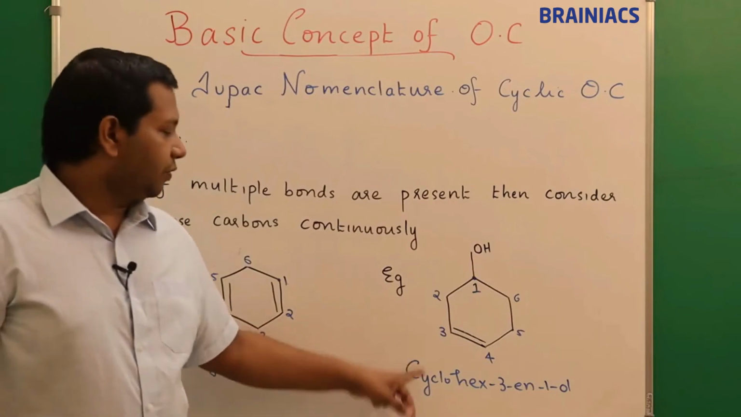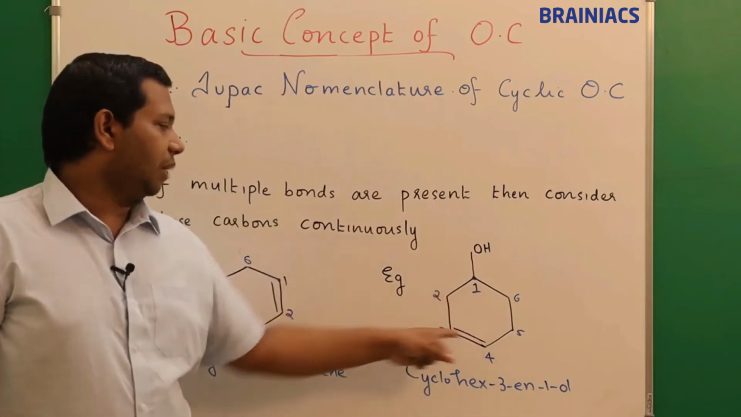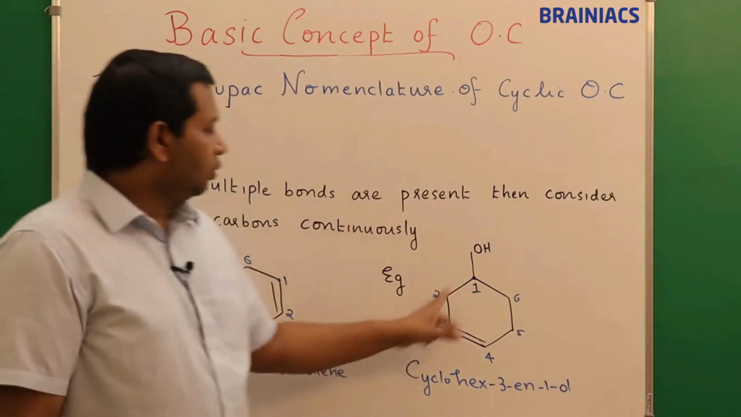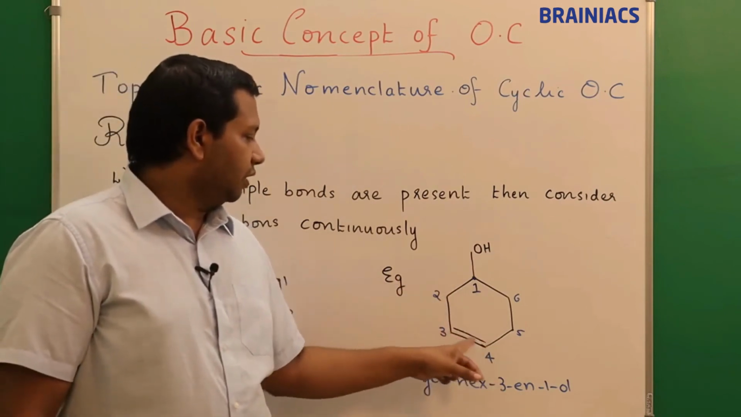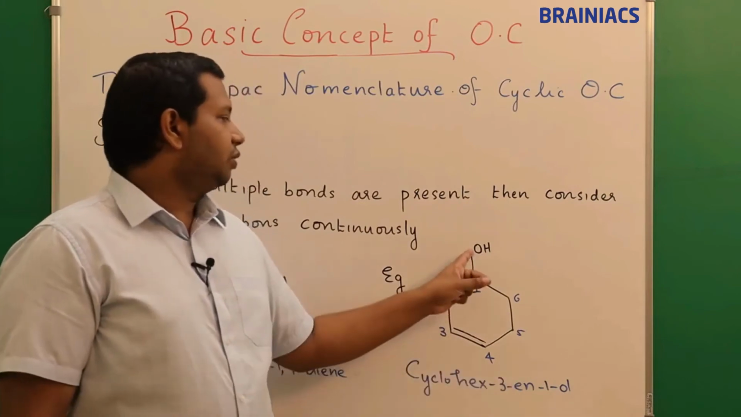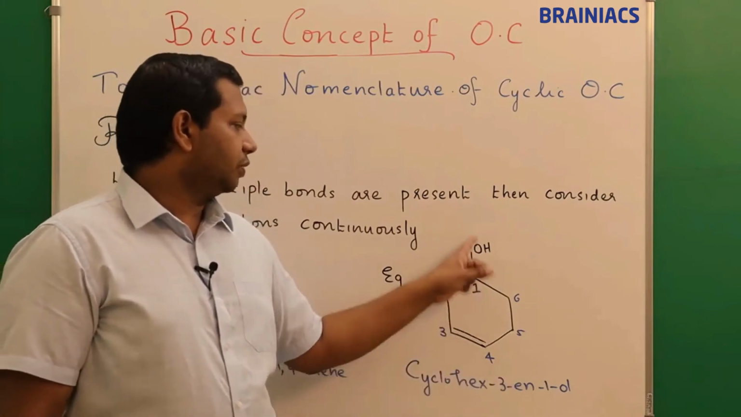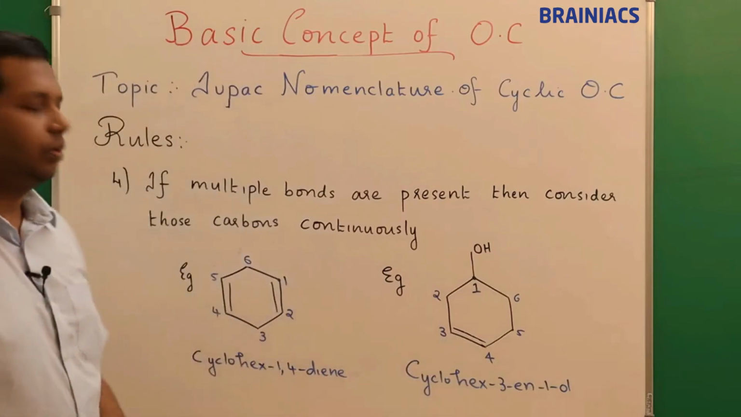You know that 1 degree prefix is added, 2 degree prefix is not applicable, there is no substituent. Word root 6 carbon atom hex is added, then 1 degree suffix at third position double bond, so 3-ene, then 2 degree suffix is there at first position. So this is how you do the numbering.